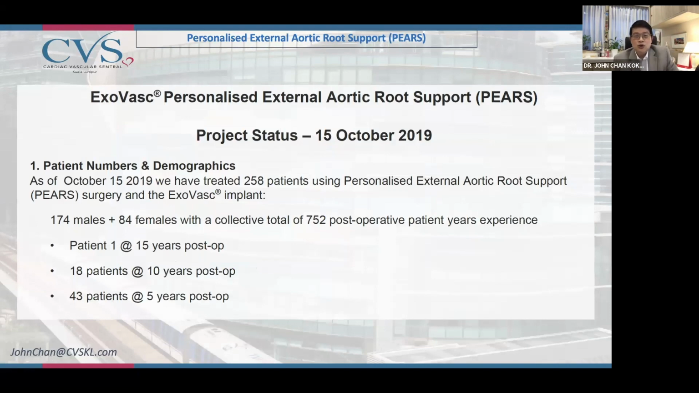As of October last year, you can see here that 258 patients have been treated with the personalized external aortic root support. This is worldwide data: 174 males and 84 females. The longest follow-up now is 15 years. 18 patients have had 10 years of follow-up. Most of the patients have had at least 5 years of follow-up.